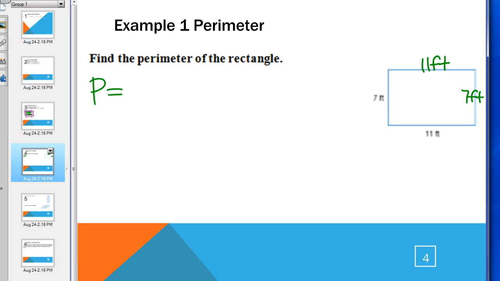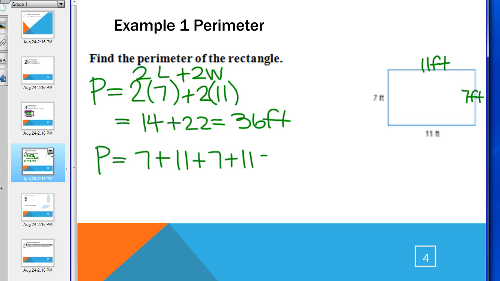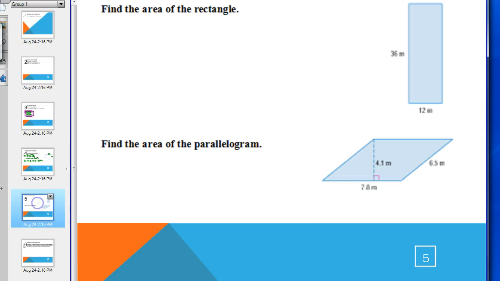So you have some options here. If you would like to take a shortcut, I can say 2 multiplied by the length plus 2 multiplied by the width, since they are the same number. So 2 times 7 and then 2 multiplied by 11 would give me 14 plus 22, which is 36 feet. Option number 2 is you see the 4 sides and you just add those together. That's totally fine too. 7 and 11 is 18. 18 and 7 is 25. 25 and 11 is 36. You should get the same answer no matter how you look at it.